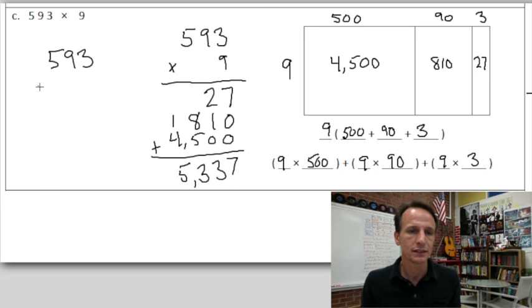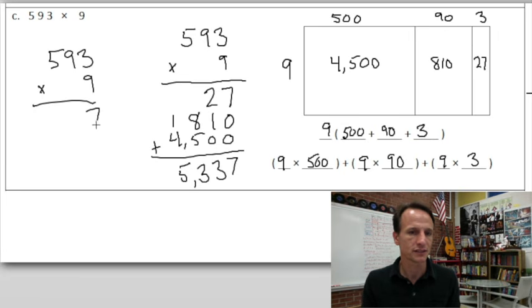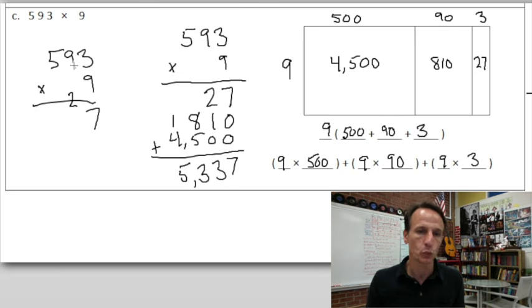593 times our good friend Mr. 9. There we go. So 9 times 3 is 27. We place that 7 and regroup the 2 in the tens place. 9 times 9 we know is 81. Cross out with me. Plus 2 is 83. Regroup that 8.